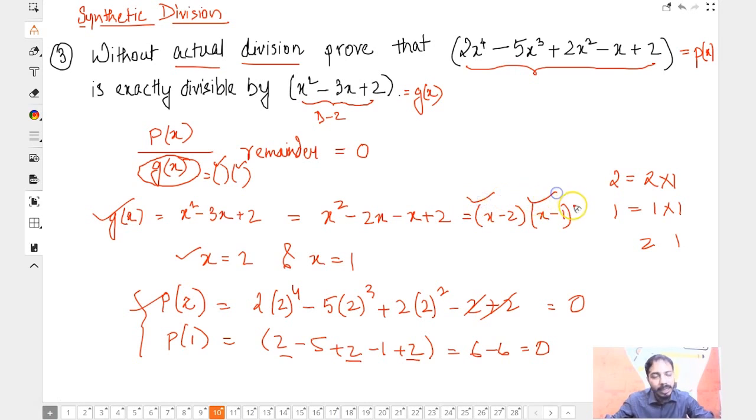So in this way we can say this is divisible by this, that is, this is a factor, and this is also a factor. Both of them are factors. So that means g of x should be a factor. Okay, fine.